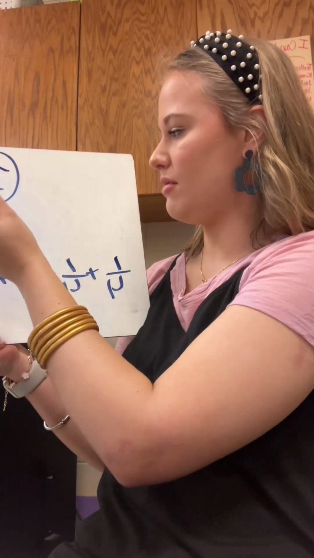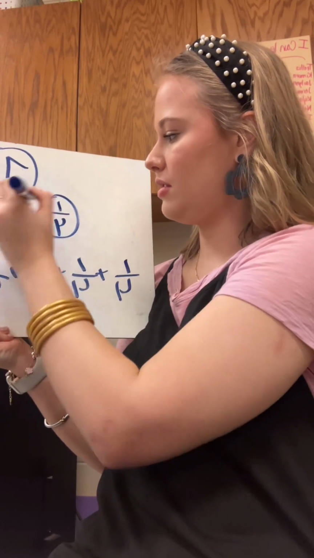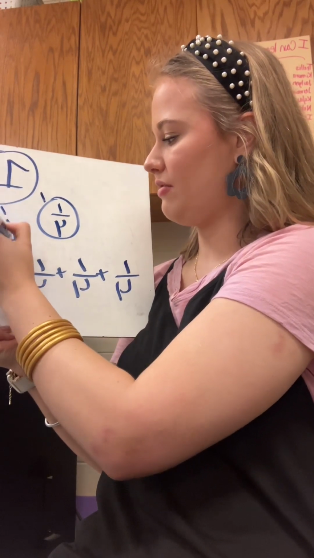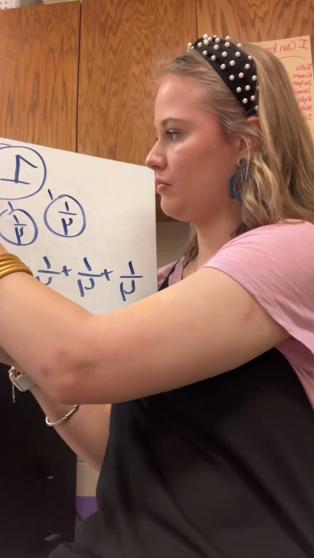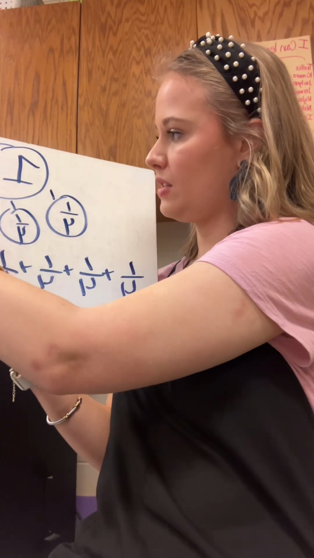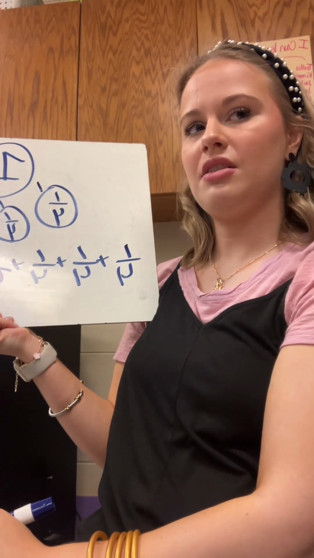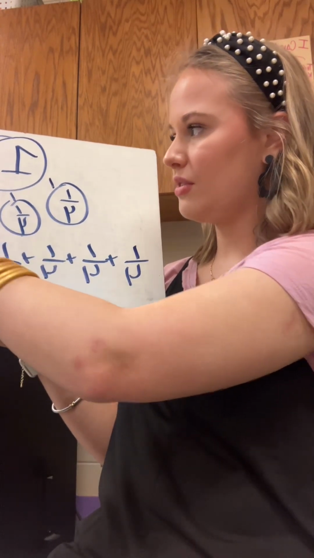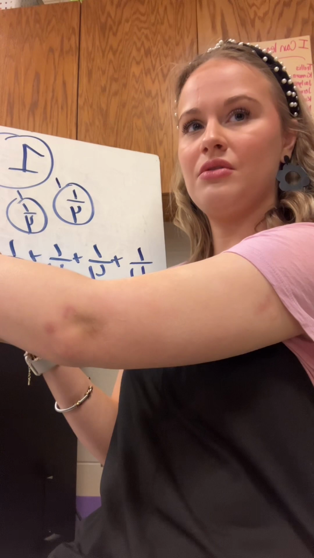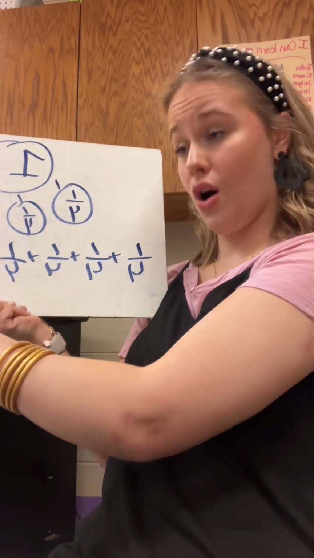So when we draw our number bond, we're going to have our 4 fourths kind of branching off. So this is what our number bond is going to look like. And so when you think of it as addition, 1/4 plus 1/4 plus 1/4 plus 1/4 is going to equal 4 fourths. And that's going to turn into a whole.